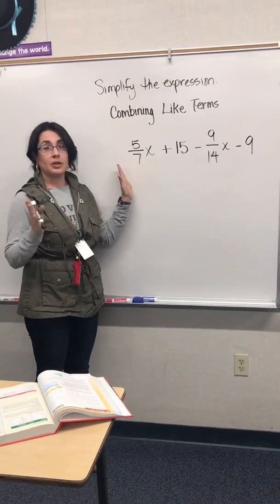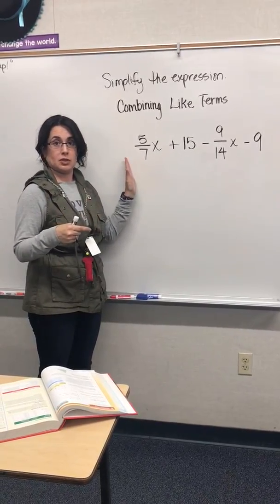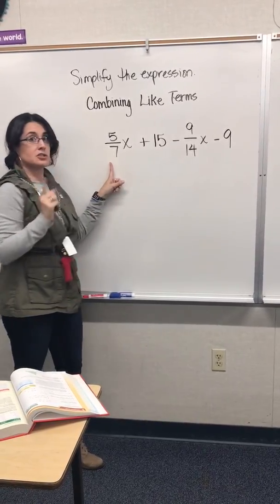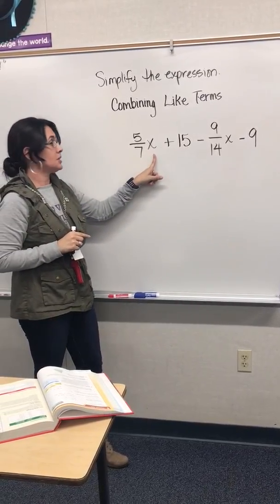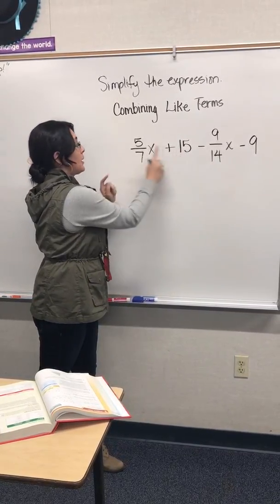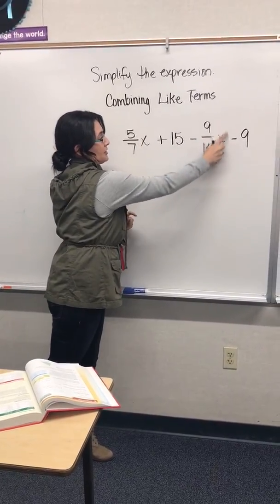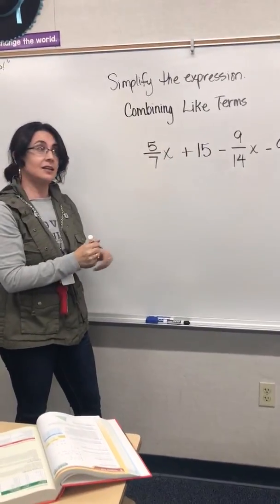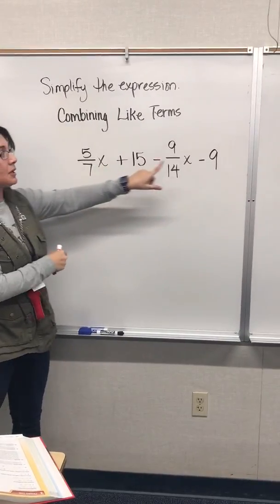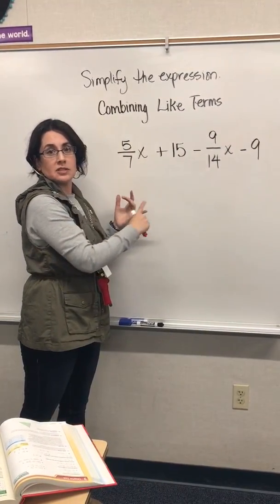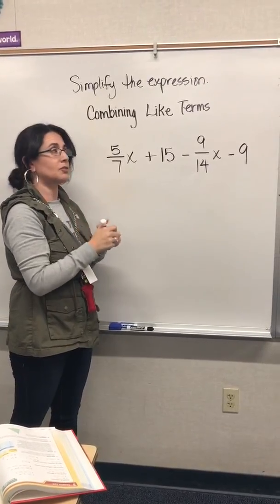Okay, so we're going to apply the same thing that we've been doing before. We're going to go ahead and look for like terms. Like terms have the same variable to the same power. So the coefficient doesn't matter, but the variable part does. It has to be the same power. So right now I see that I have an x term and an x term. The plus or the minus in the front tells me if it's going to be positive or negative, so I don't want to forget about it.